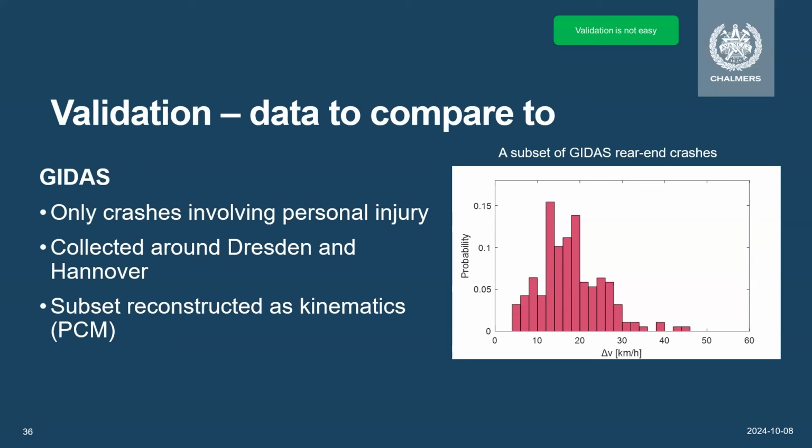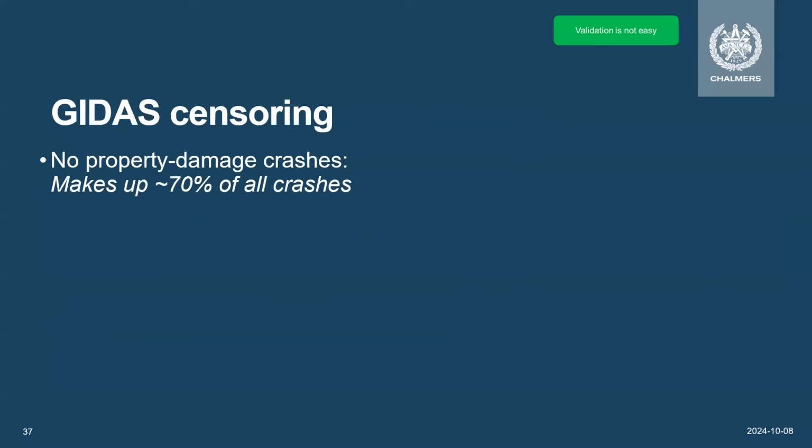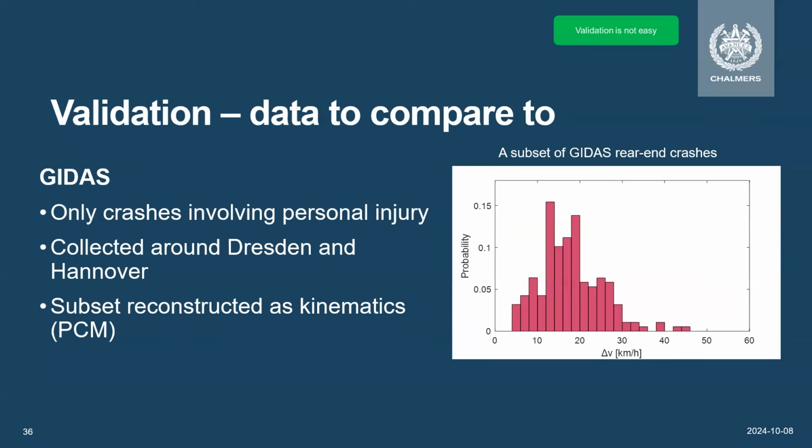So the x-axis here is the change in speed. What you can see here clearly is that it doesn't have much on the low end side, because it only includes crashes with personal injury. So of course it can't have much there. And that's even though 70% of all crashes or so, depending on how you define a crash here, are property damage only crashes. So this distribution is excluding 70% of all crashes to start with.